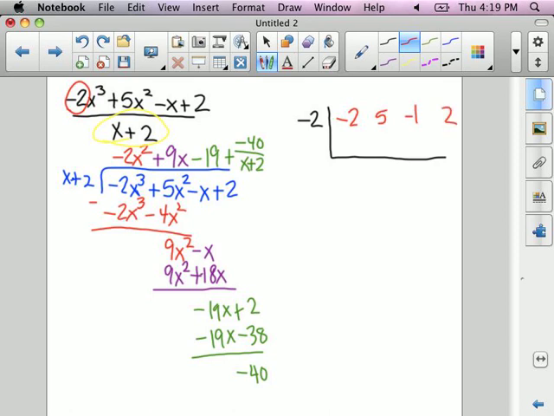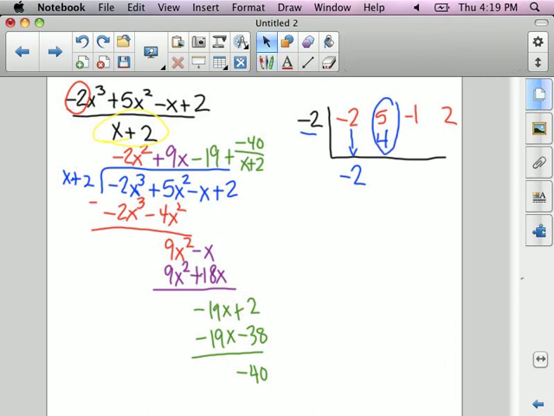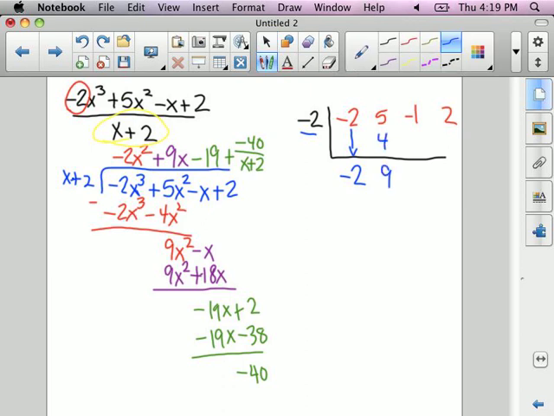So once I get to there, I'm going to go ahead and drag down my first term. That's always the case. You drag it down. Then I do -2 times -2, which gets me a positive 4. Put that here. I add those two numbers, and I get 9. Okay, so I have my 4 right here when I add it. I get 9. -2 times 9 is -18. -1 plus -18 is going to be -19. -2 times -19 is 38.